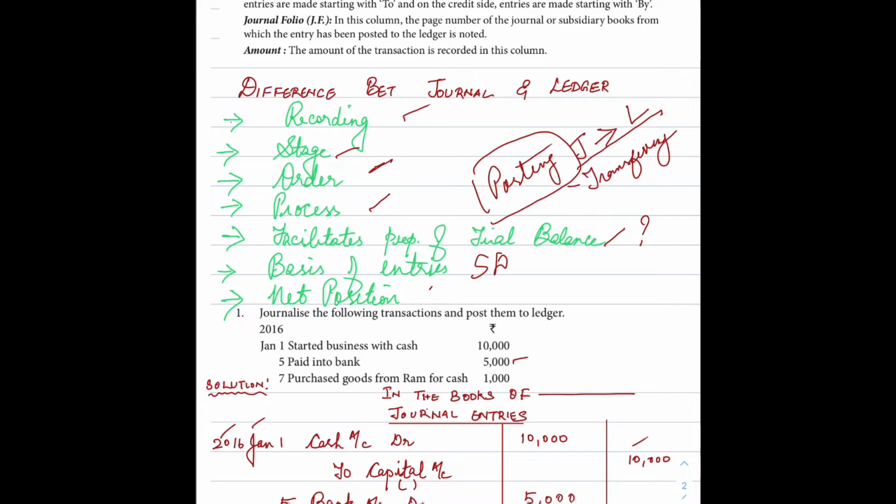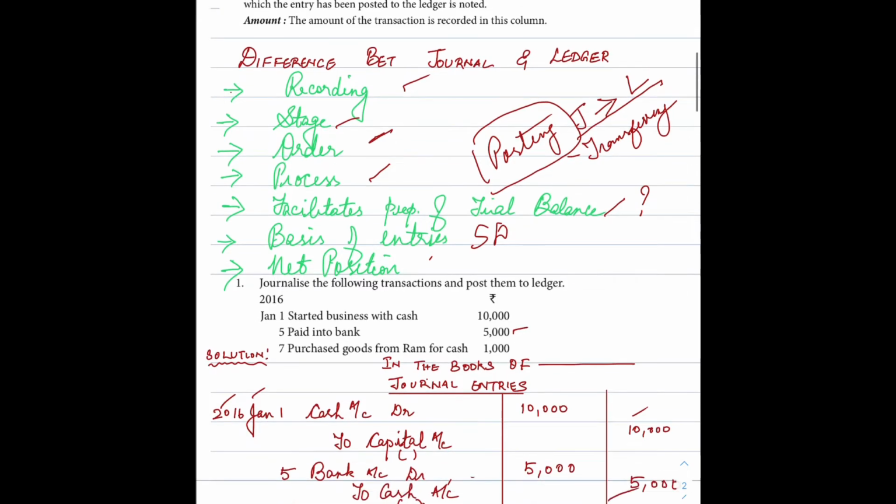On the 7th, it says goods are bought from Ram for cash. So it is a cash transaction only, not credit, because for cash is a day, as I told you already. So purchases account debtor to cash. Here purchase being nominal, we debit, and cash really goes out, so we just credit cash.